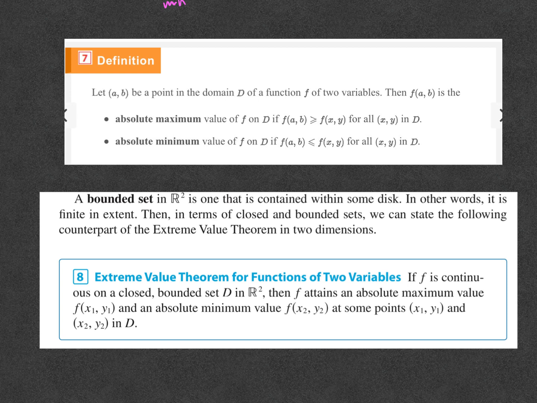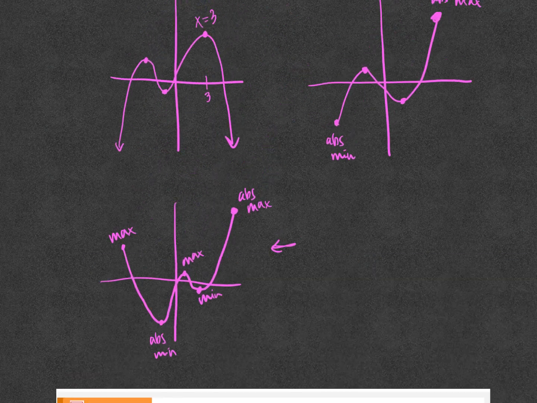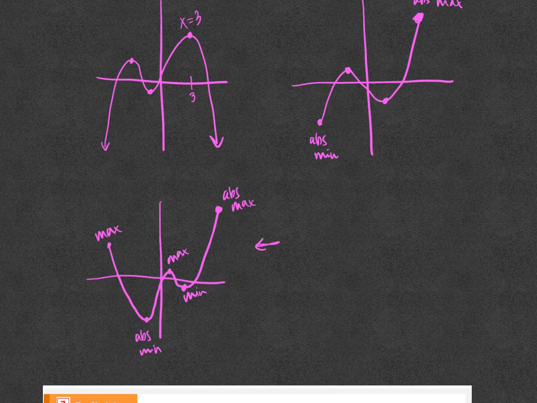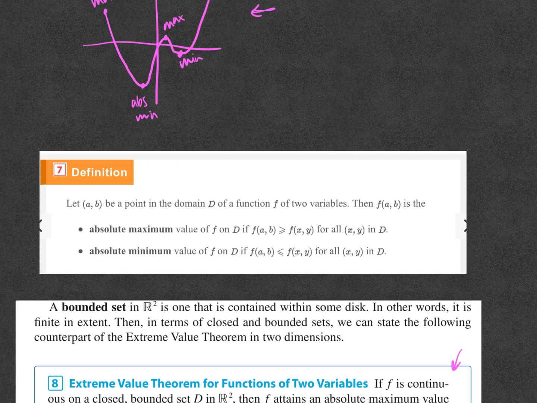So for the terms closed and bounded sets, you can look at this extreme value theorem here. This is what I want you to see. It says that if f is continuous on a closed bounded set in R2, that means it's closed, kind of like these last two examples. It's closed, it stops. It's not infinite in any direction.